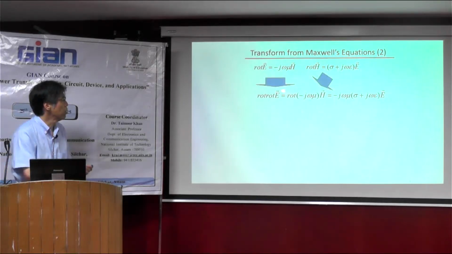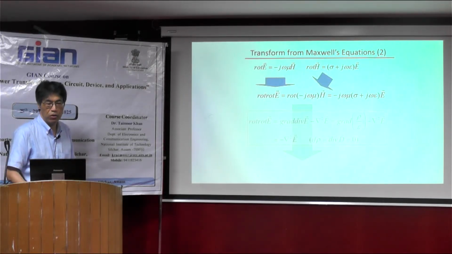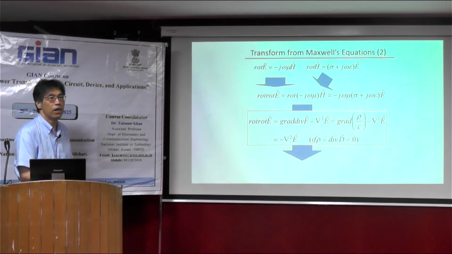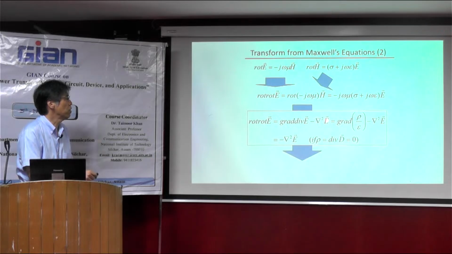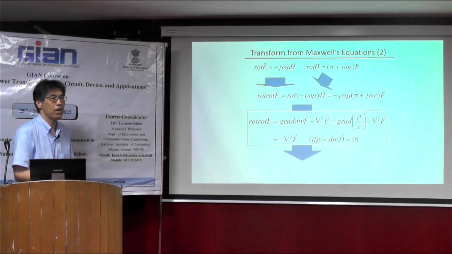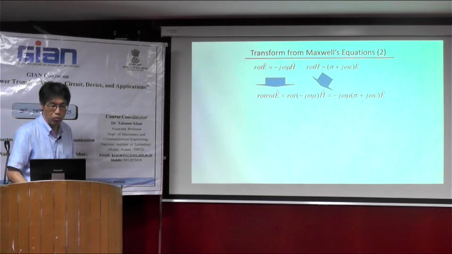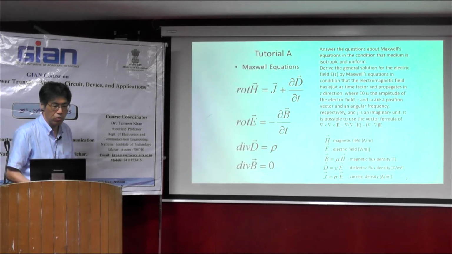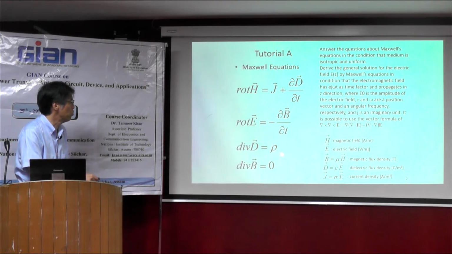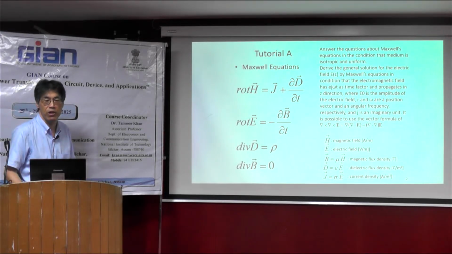We can transform this left term based on this formula. So this rotation H is equal to gradient divergence E minus sigma ∇²E, etc. And now in free space and uniform space, we can assume divergence D is equal to 0. Divergence D is equal to 0 is here. In free space, there is no charge value here, it is equal to 0 in free space.